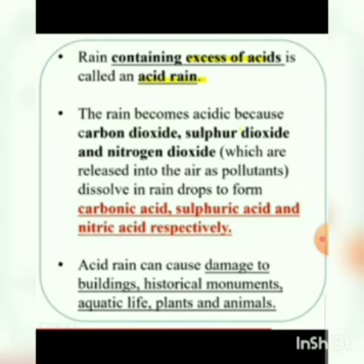So do you know, students, what is acid rain? When rain comes, it mixes with air, and which pollutants are present in air? Different harmful gases are present in air, and when rain comes, it is known as acid rain. Why? Because it is mixed with those harmful pollutants, harmful gases.